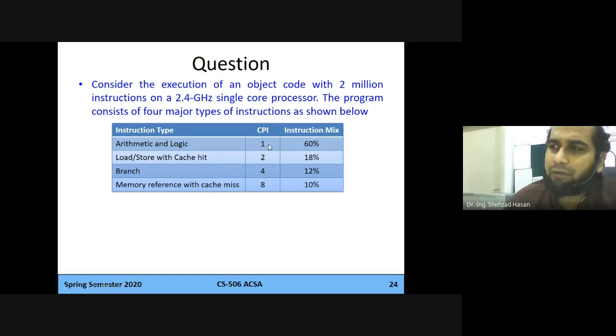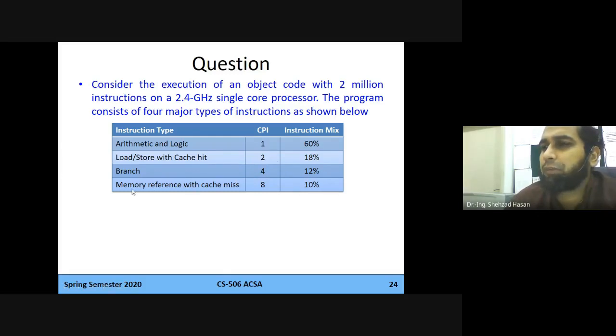So they are taking 1 cycle per instruction, and they are 60% of those instructions. Remember, in the previous case we were taking a count. Here we have percentages. Since you are all engineers, it's not difficult to understand. How to convert the counts into percentages? You divide by the total count. So load store with cache hits, 2 CPIs, and 18%; branch has got 4 CPI, and 12% in the whole program.